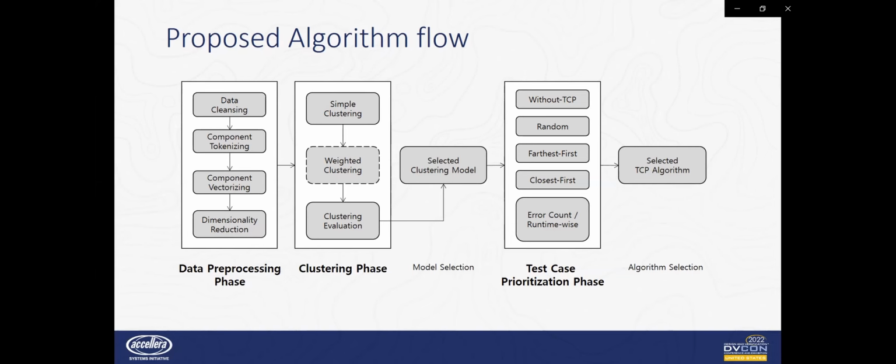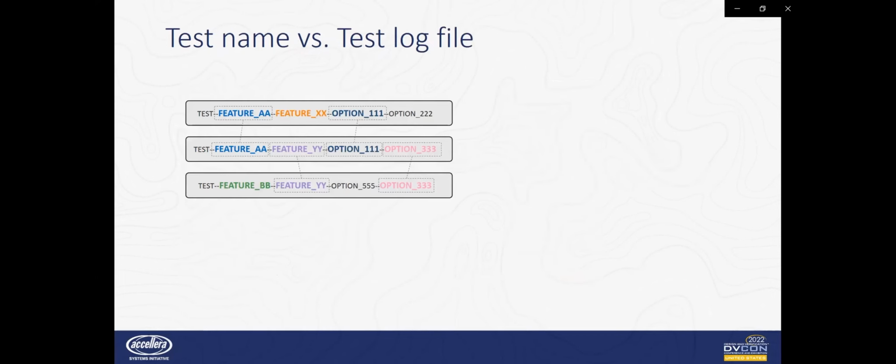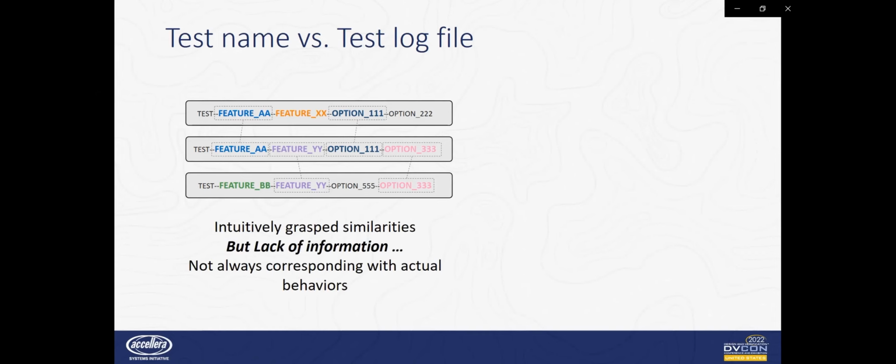Before we look into the data pre-processing phase in detail, you might wonder why we choose log files as input data of the machine learning algorithm. In fact, the easiest way to extract information about test cases is to use a test name. Test name contains intuitive clues about what behavior the test case is intended to verify. As you can see, it's straightforward to figure out the similarities between test cases. However, as test name provides a limited amount of information, it's hard to figure out accurate similarity between test cases.